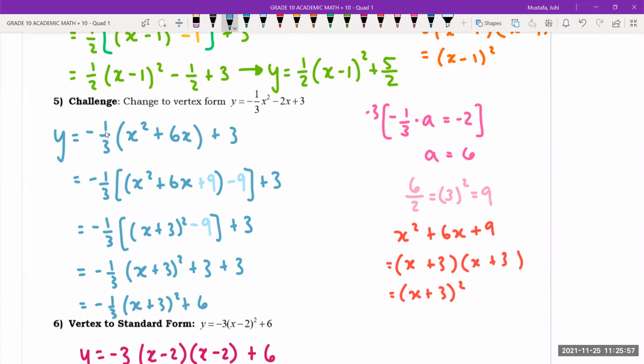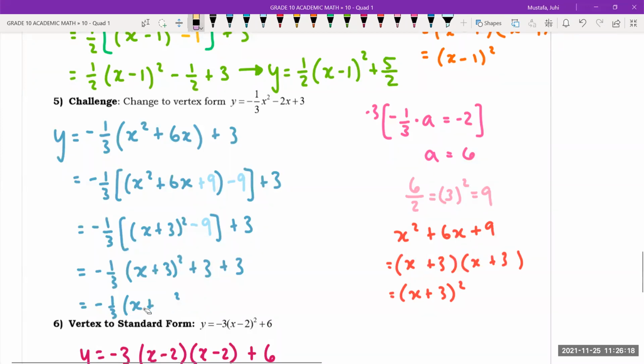So I did -1/3. I did it over here, -1/3 times what number here, which I called A, is going to equal -2. Then I used my magic number of -3, and then it just becomes A is equal to 6. Another way to think about it is -1/3 times positive 6 gives you -2.